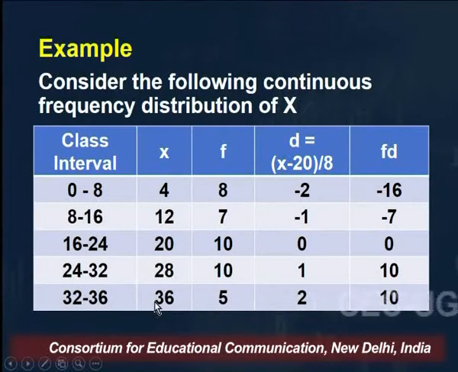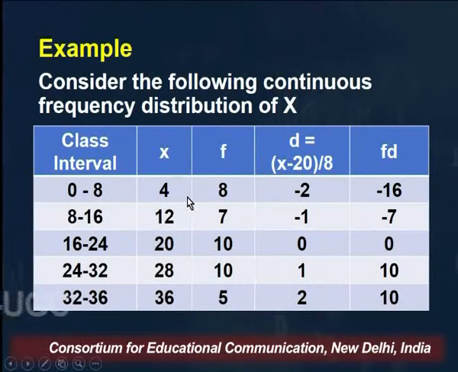Now I have to choose two things. One is what should be my capital A and what should be my h. h is the width of the class interval. You can see the width of the class interval is 8, so my h is 8. I am dividing by 8. And what should be capital A? Capital A should be equal to the middle value of the class marks. The middle value of the class marks here is 20. So it is x minus 20 by 8. That is the operation that I am going to do to obtain d.